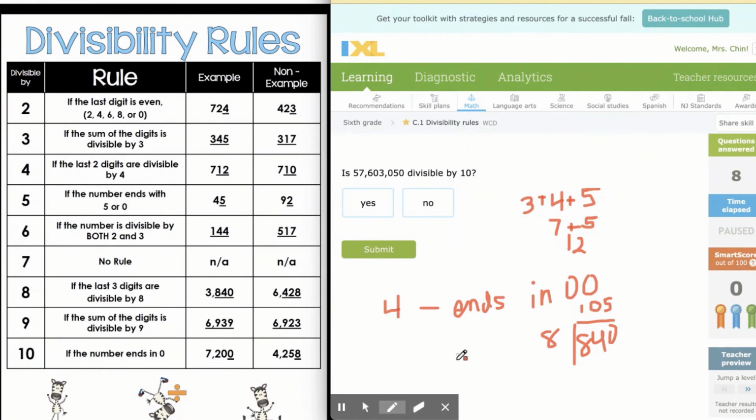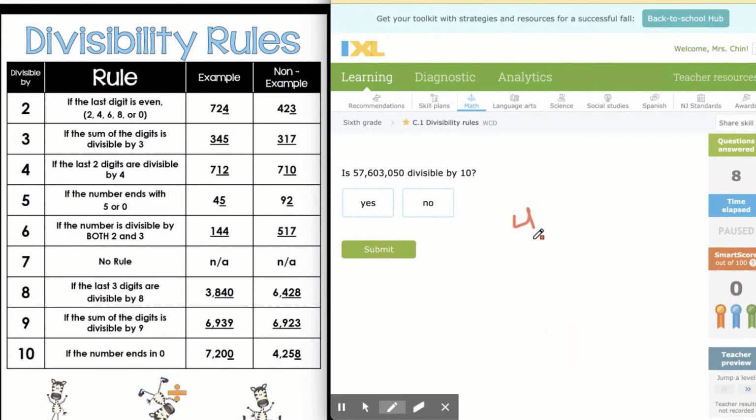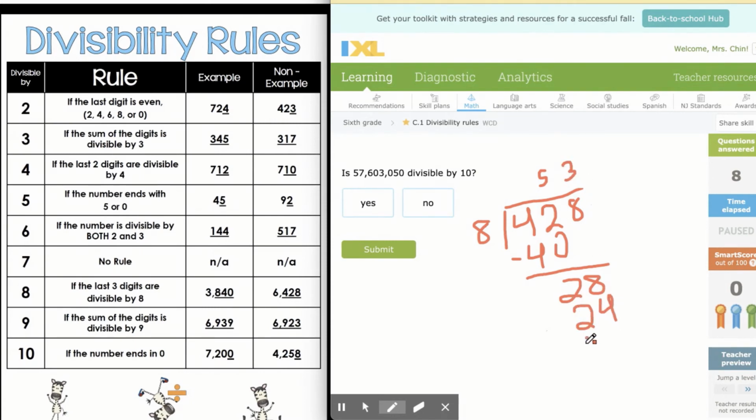And for the non-example, 6,428. So if I take 428, that looks like it might be divisible by 8 because it ends in an 8, but let's check here. So 8 doesn't go into 4, but it goes into 42 5 times, which is 40. And we subtract and we get 2. Bring down the 8. 8 goes into 28 3 times, which is 24. But there's a remainder of 4, so it doesn't go in evenly. So that means that 6,428 is not divisible by 8.